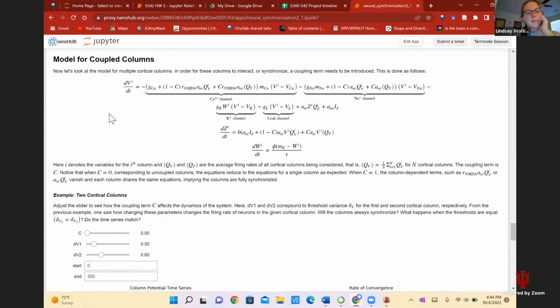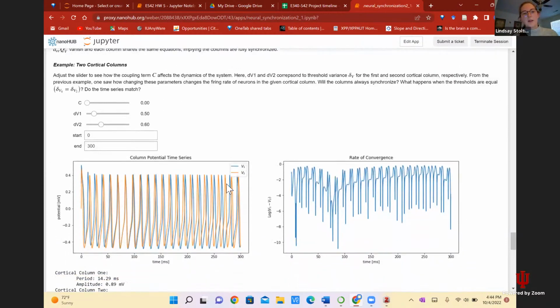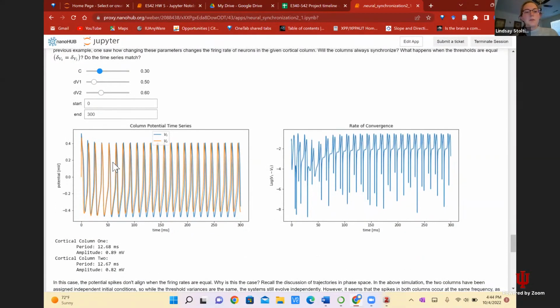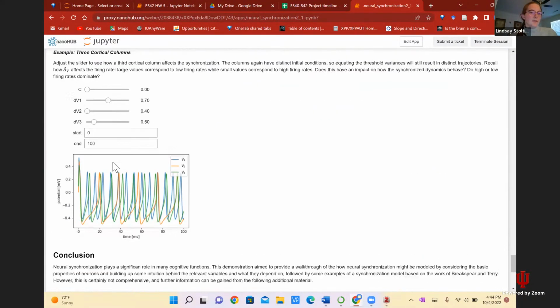And then it's built up in a really nice way, complexifying it, where before we were talking about only one cortical column, now we're coupling two cortical columns together, and seeing how the variable of interest, which is synchrony, comes into play. So we see how different settings of the parameters can affect the synchrony, or rate of convergence in this case, between the two cortical columns. And then finally, it's increased to the 3 column case.